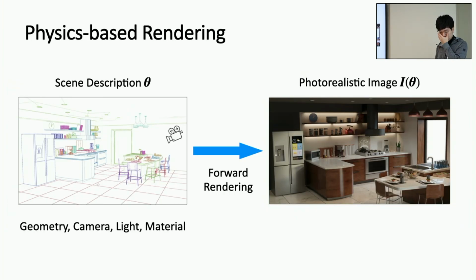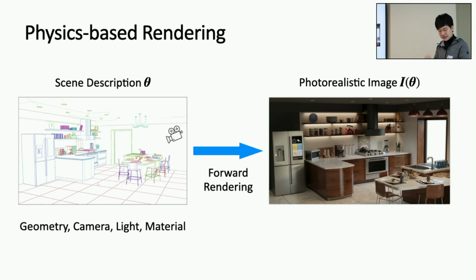So in physics-based rendering, we are given a scene description that describes where the objects are placed, what their shapes are, and what they are made of, and how the camera and the light sources are positioned. Then we can call the rendering algorithm and it will perform the computation which results in a photorealistic image. We can think of this rendering process as a mapping I, which maps the input scene vector theta to an output image vector I.